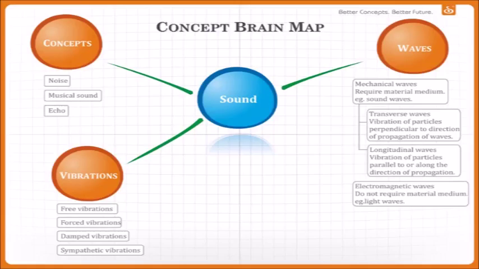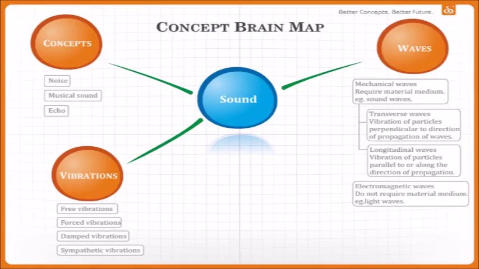A very good example for a mechanical wave is sound wave. And a very good example for an electromagnetic wave is light wave. And we know light travels through vacuum, so definitely it does not require a material medium. As far as mechanical waves are concerned, they are classified into two types. One is transverse waveform, second is longitudinal waveform.